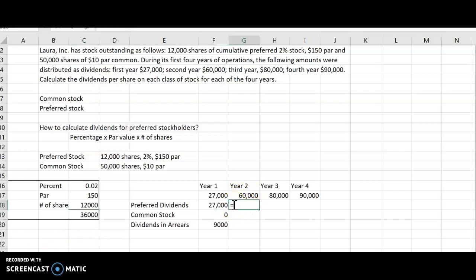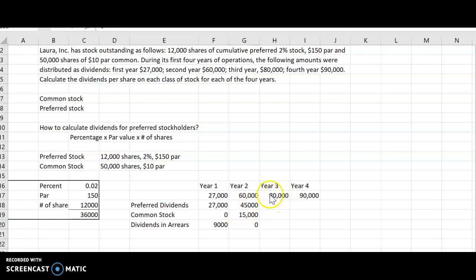So we owe them the $36,000 plus the dividends in arrears. Okay, so that means we pay them everything, so we don't have any dividends in arrears. Now, let's see if we have any left over for common stock. Okay, so we paid out $60,000, $45,000 of that went to preferred. So the rest, the $15,000, goes to your common stockholders.